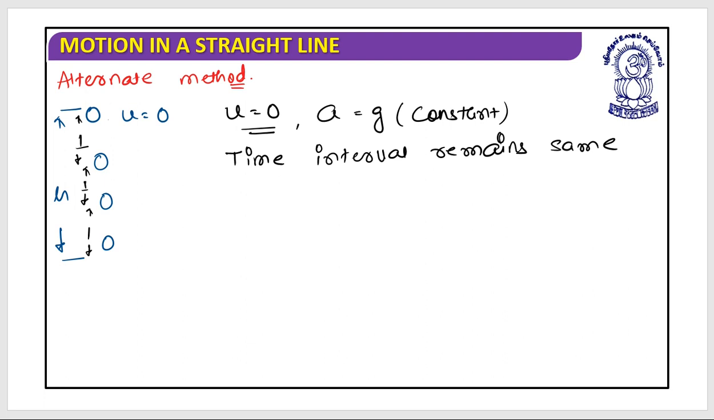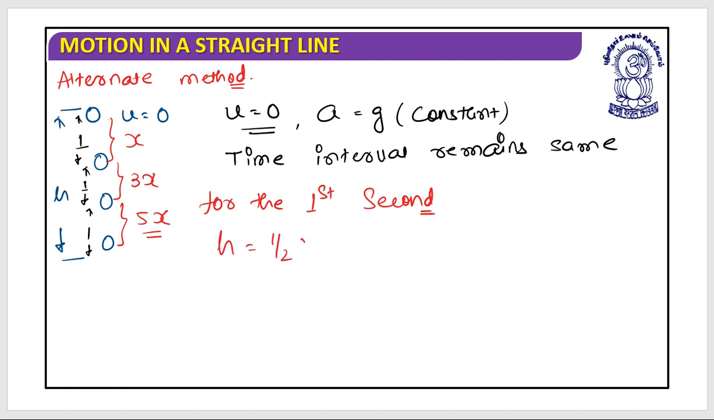odd numbers, you can write like this: if it is x, this should be 3x, and this should be 5x, and onwards if they have been asked for. So I know that for the first second, the distance traveled by an object is always 5. If you don't remember this, just go for it and calculate this.